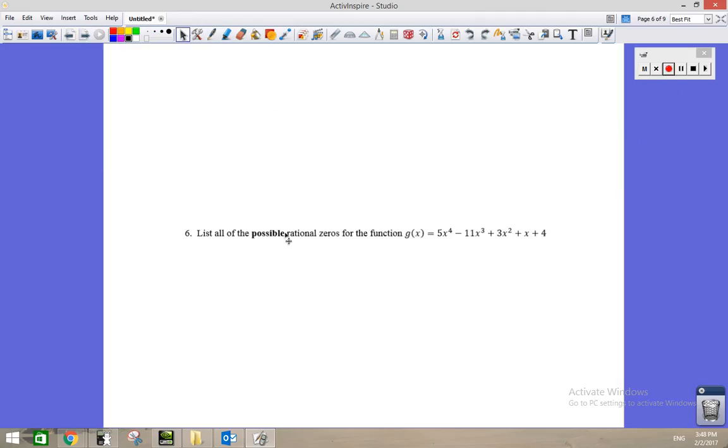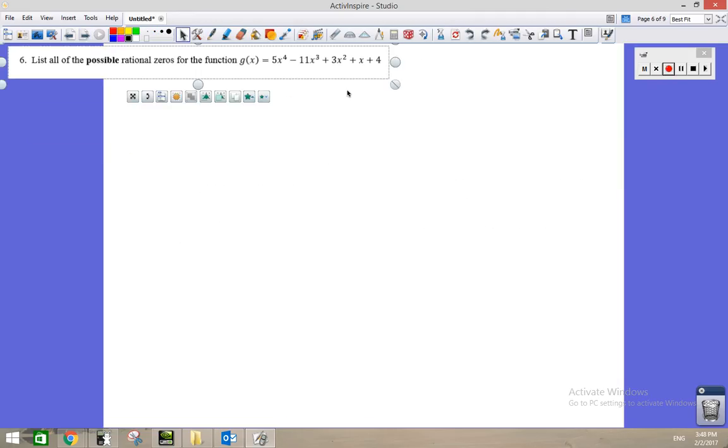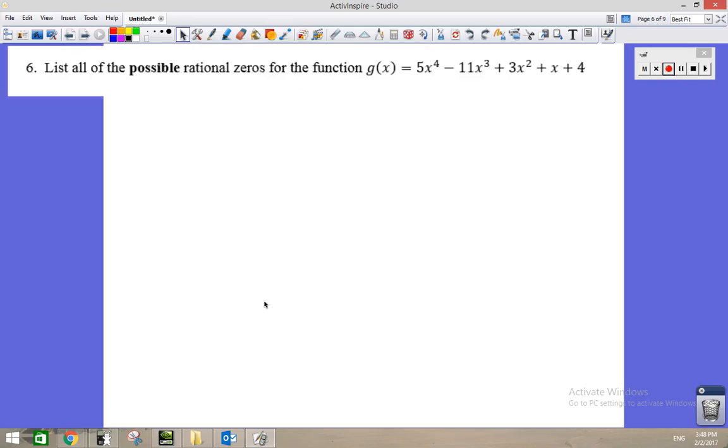Now here it's wanting the list. It's not saying to actually solve it. So read the directions carefully, and you could save some time, because if you spend time trying to solve this and finding these zeros or the x-intercepts, that's wasted time. Well, the things that you want to check are, is this in standard form? Are the exponents in descending order, 4, 3, 2, 1, constant? Is there any greatest common factor? Well, 5 and 11 are both prime numbers, so there's nothing that's common to all of these.